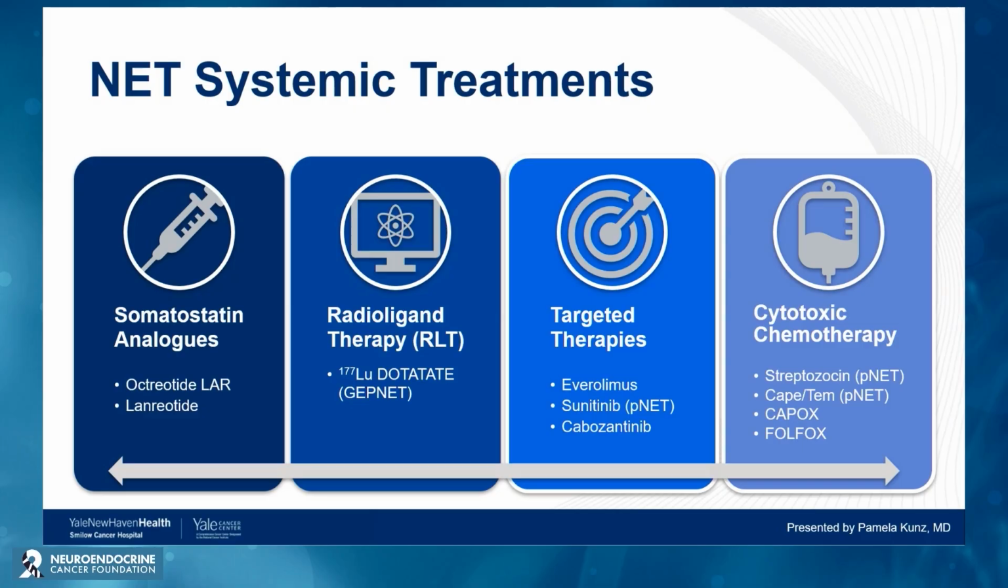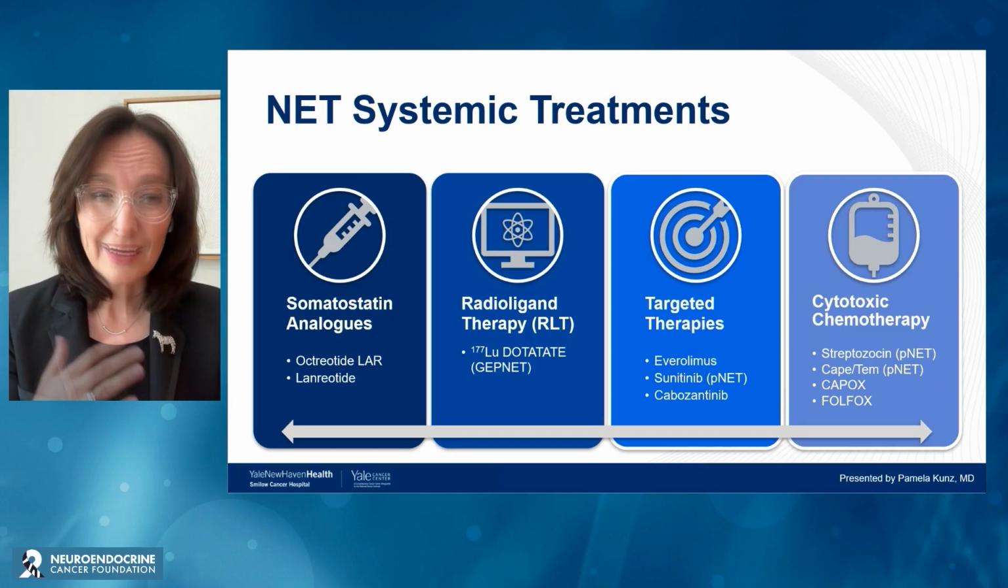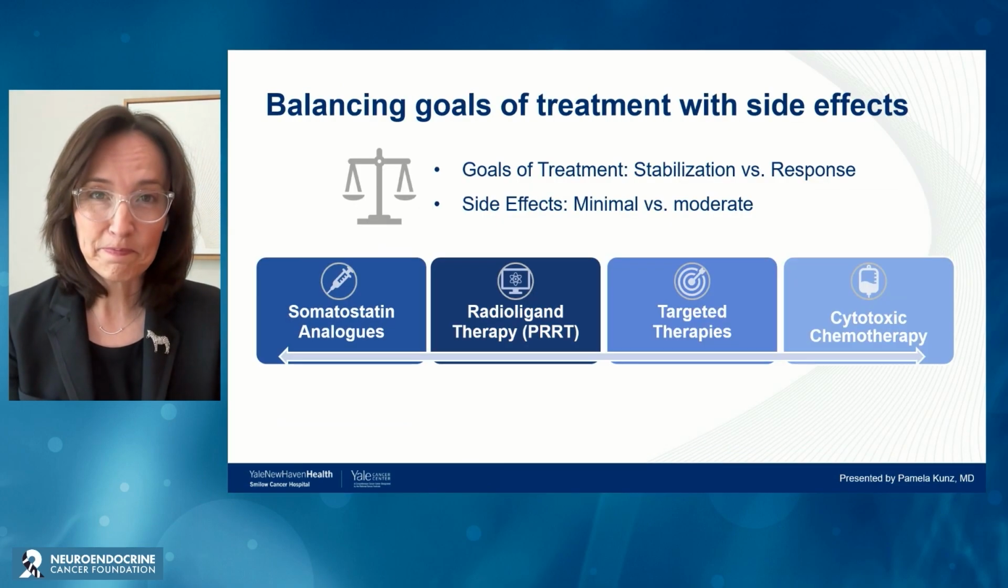Somatostatin analogs, we said, could be used often in the first-line setting. Then radioligand therapies is another bucket. Targeted therapies include everolimus, sunitinib, and cabozantinib. And then cytotoxic chemotherapies include both IV and oral chemotherapies like streptozocin, Cape-Tem, Cape-Ox, and FOLFOX.